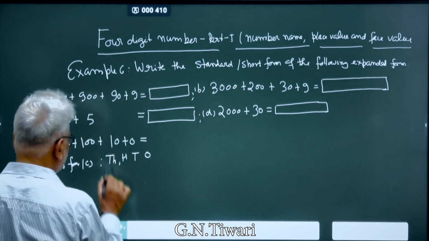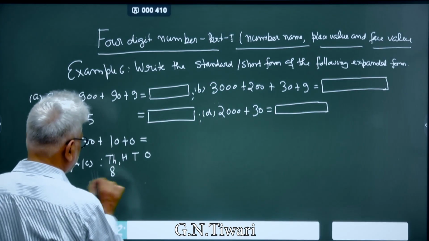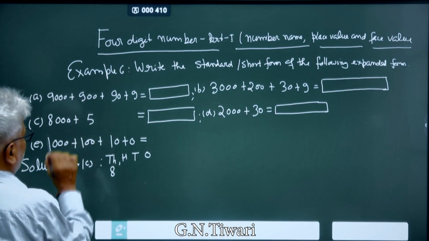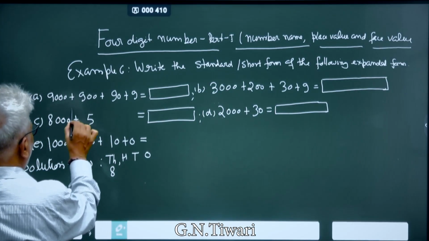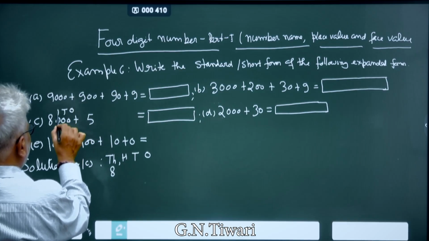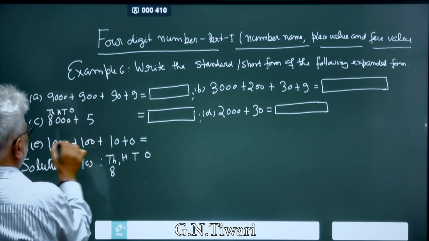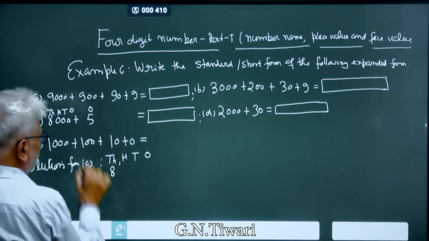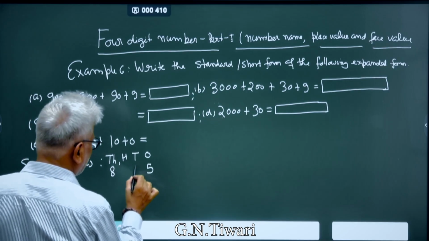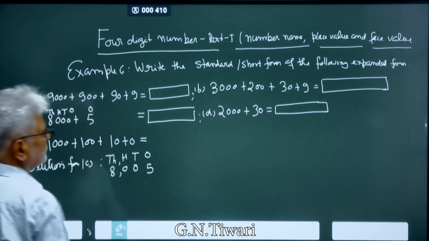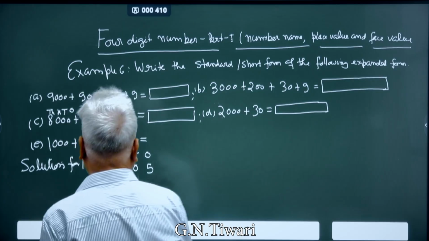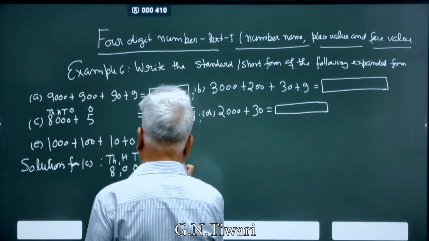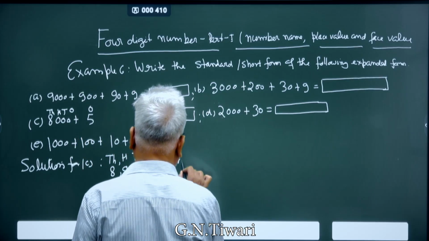क्यों हमने इसको लिया? ये देखिए 8,000 और फिर आ गया 5. जैसे O, T, H, TH. It is O. Write 5 below O. Rest. That is how you can say it is a short form. This is a short form.